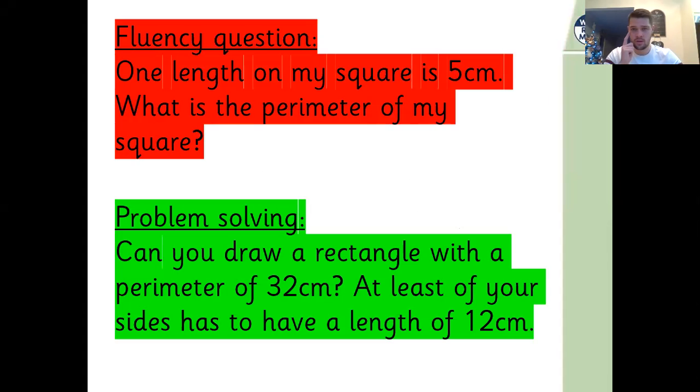So, quick fluency question. You can pause this slide and join us after, and a problem-solving question. Fluency. One length of my square is 5 centimeters. So what is the perimeter of my square? Think about the properties of a square. If one side is 5 centimeters, think about how we can use that information. Problem solving. Can you draw a rectangle with a perimeter of 32 centimeters? However, at least one of your sides has to have a length of 12 centimeters. Go for it.